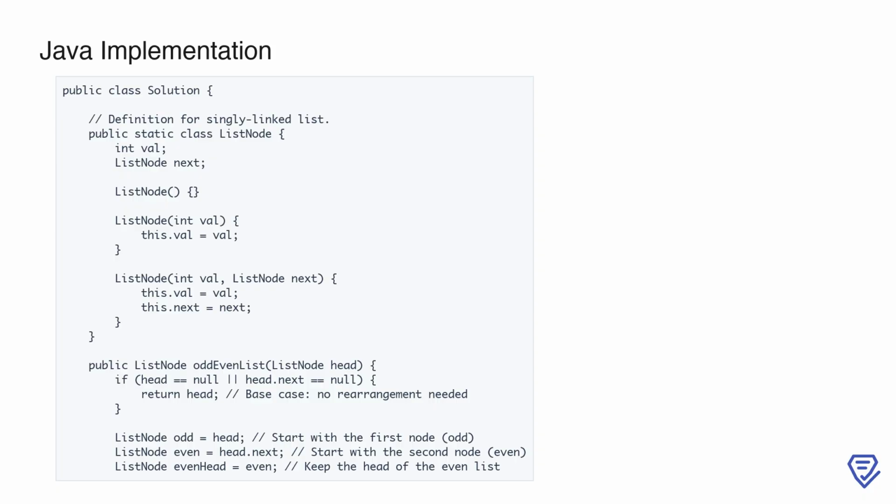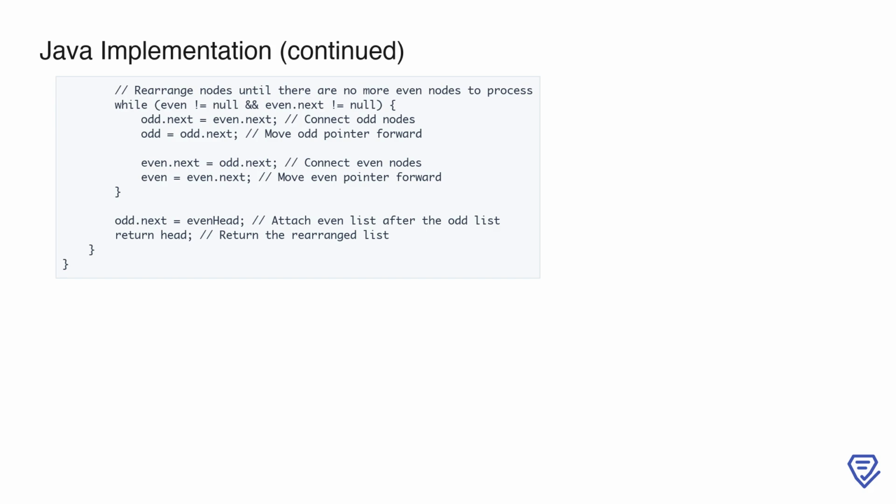First, we handle the base case, checking if the input list is null or has only one node, in which case no rearrangement is needed, and we simply return the head. If the list has more nodes, we initialize two pointers, odd, starting at the head, the first node, and even, starting at the second node. Additionally, we store the head of the even list in even_head so we can reconnect it later in the rearranged structure. Next, we use a while loop to process the list as long as there are more even nodes available. Inside the loop, we first connect the current odd node to the next odd index node by pointing odd.next to even.next. Then, we move the odd pointer forward to the newly connected node.